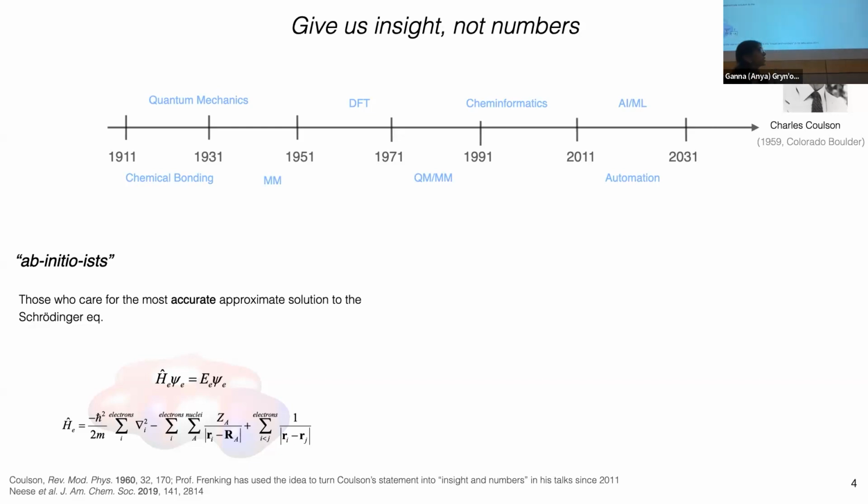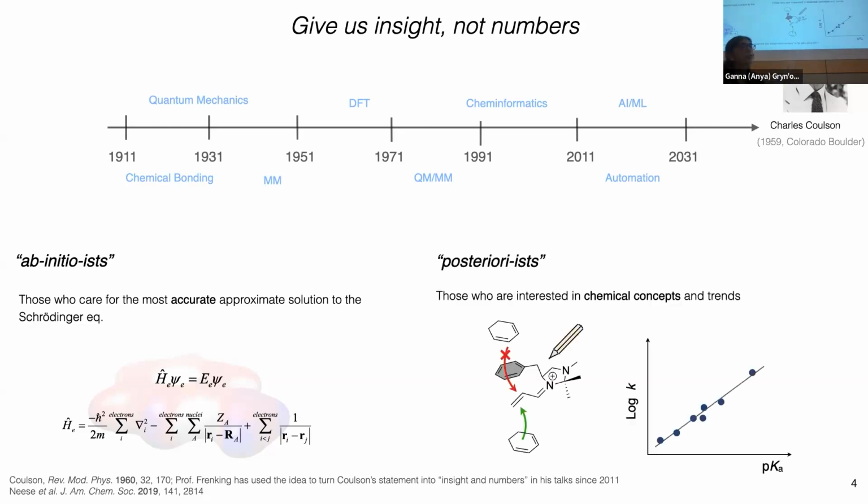Those that will be very much interested in solving the Schrödinger equation, the so-called ab initionists, that were coming from the early 30s, but moving into more applications, and those interested in obtaining trends, understanding the chemistry behind those systems, the so-called posteriores. And he mentioned that it was very important to keep both communities communicating with each other, because the key message of this slide was that he said, give me insights, not numbers. Okay, so we want to have insights from those calculations, not only numbers, not only focusing on this.